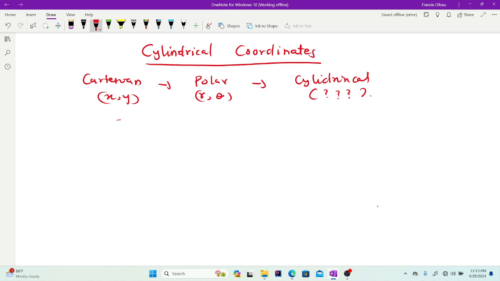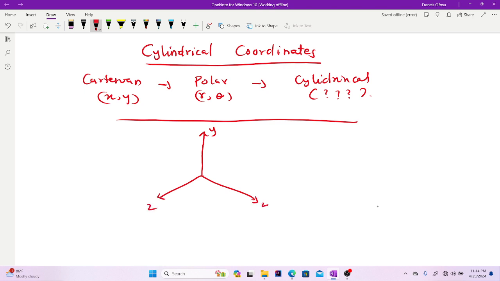When you say cylindrical coordinates, what do we mean? As I said, we are dealing with three dimensions when you talk about a cylinder. I'll draw my x, y, z axes. This is my y, this is my z, this is my x. At this point, a cylindrical coordinate should have three inputs.